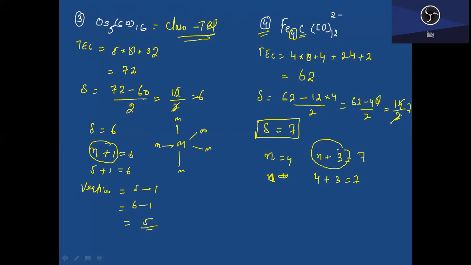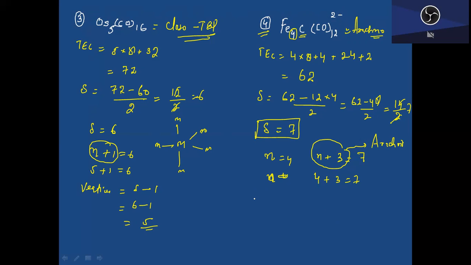Is it clear? Whenever we have n plus 3 structure, then the structure is arachno. So it's an arachno cluster. The compound has arachno structure.